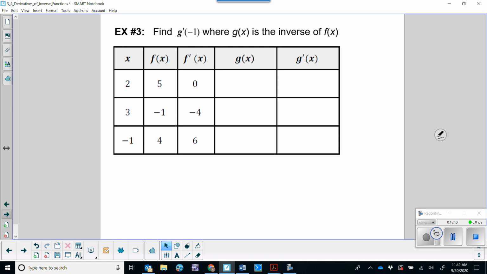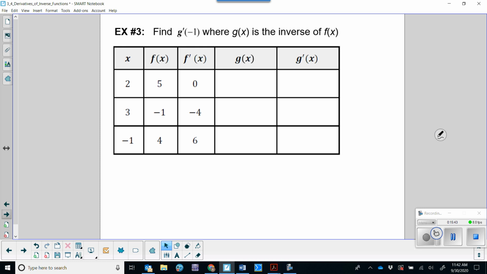So we're going to do one example, and then we're going to do some derivatives of other bases, and we'll talk more about this and review this more in class. So we want to find g prime of -1, where g of x, we're told, is the inverse of f. What you can do to help yourself is fill in this table for the way the points would be.